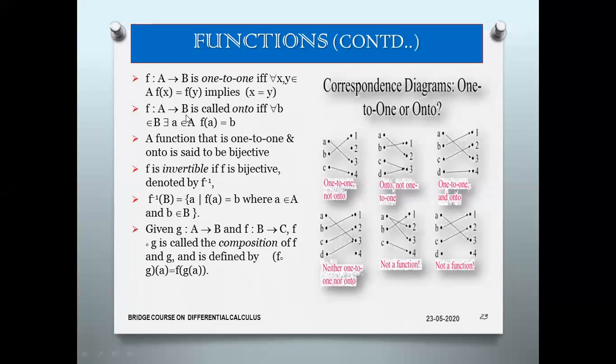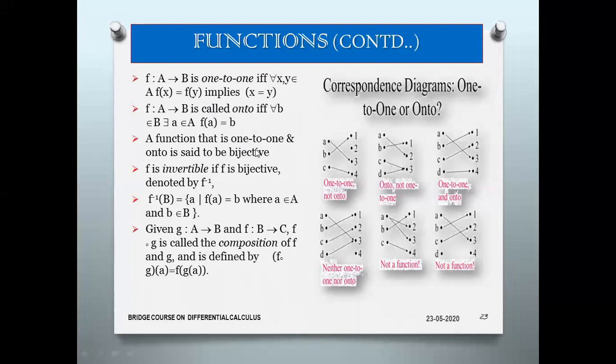F from A to B is called onto if and only if for every small b belonging to capital B, there exists small a belonging to capital A such that f of a equals b. That is, for every element in the codomain. So from the second set, we are defining this onto function. And a function that is one-to-one and onto is said to be bijective.